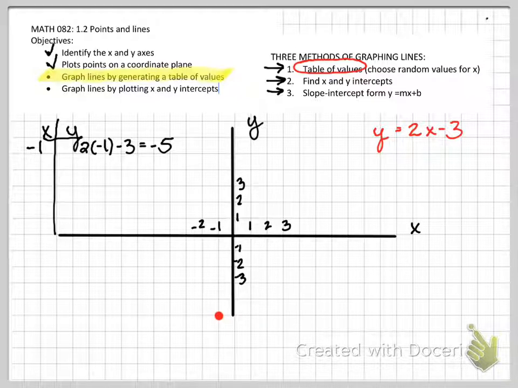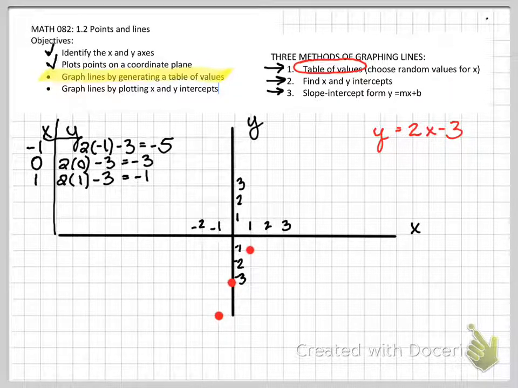Then I'm going to just keep increasing x. I'm going to now do 0. So I have 2 times 0 minus 3. 2 times 0 is 0. 0 minus 3 is -3. So I have the point (0, -3). Then I have the point 1. Again, I'm totally making up random values of x. I'm just counting by ones, as you can see. If you choose different values of x, that's totally fine. So 2 minus 3 is -1. So then we have the point (1, -1).